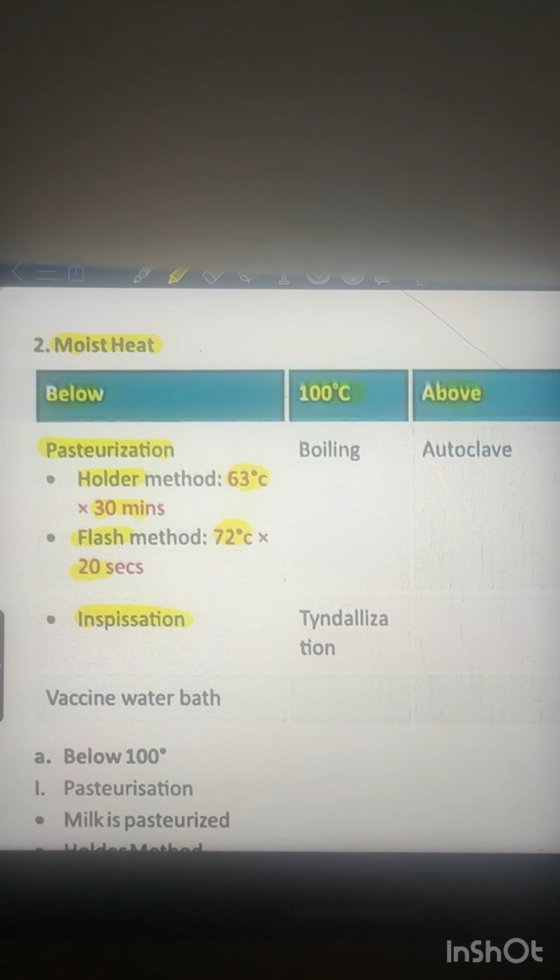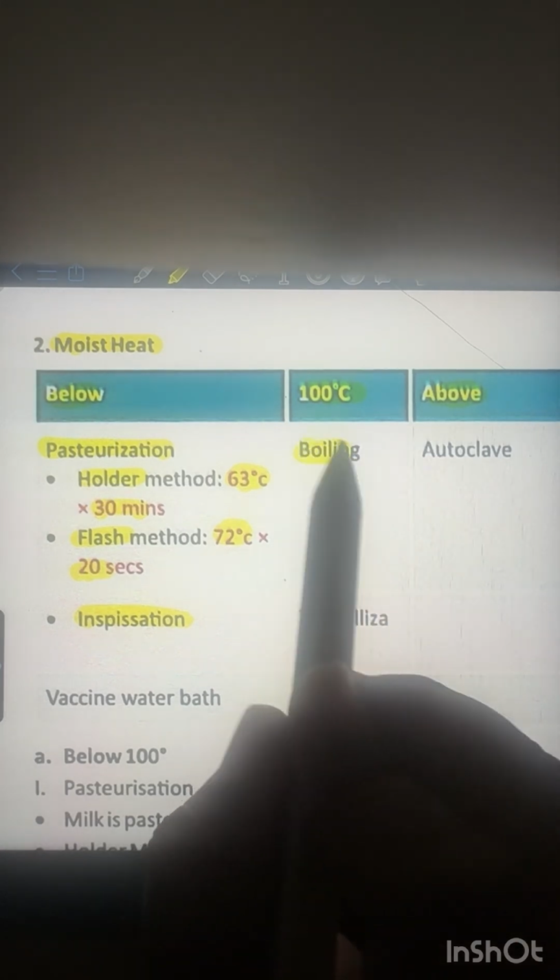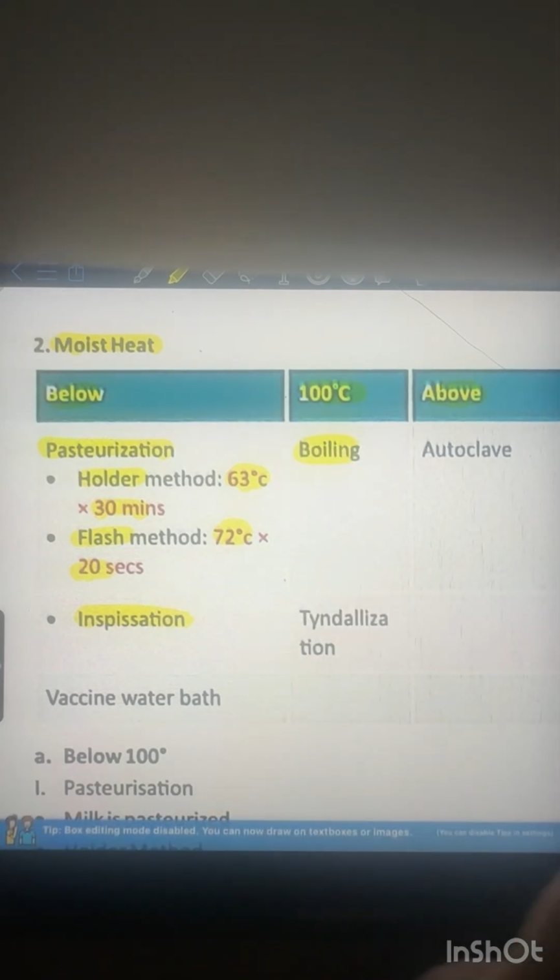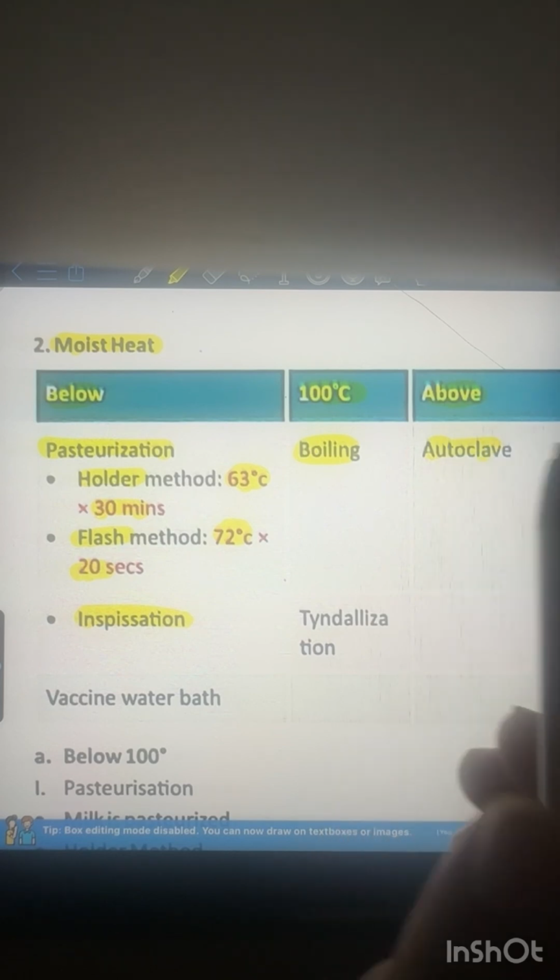So remember 6330. What did I say? 63 degrees centigrade for 30 minutes. I'm holding it for 30 minutes, so I have learned it as 6330. That is Holder's method. Whereas 7220 means 72 degrees for 20 seconds. See, I said seconds, it's finished within seconds. That is why it's flash.